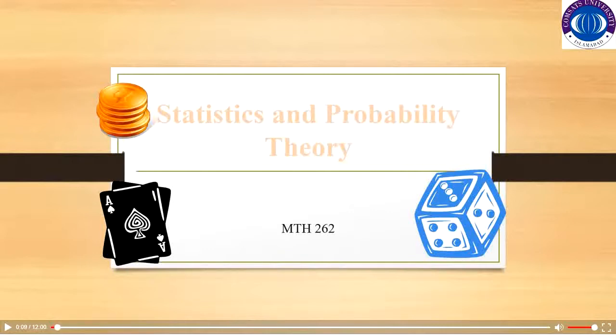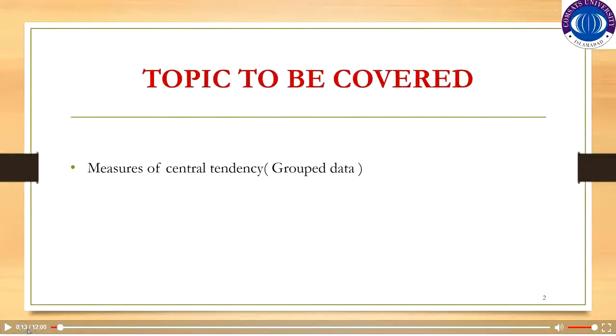In the first part, we have studied measures of central tendency for the ungrouped data. In this part, we will learn how to calculate measures of central tendency for the group data.